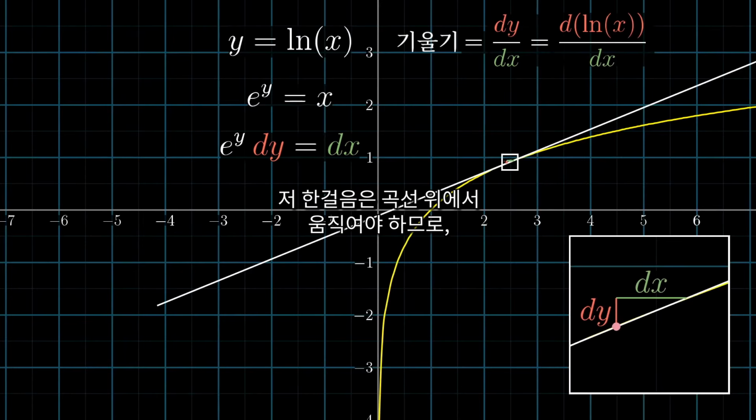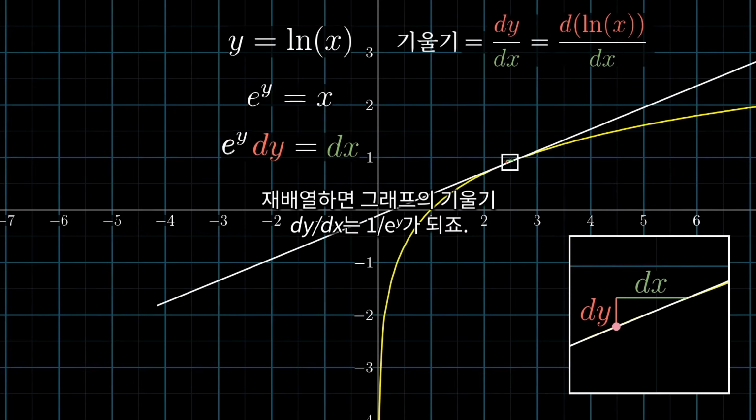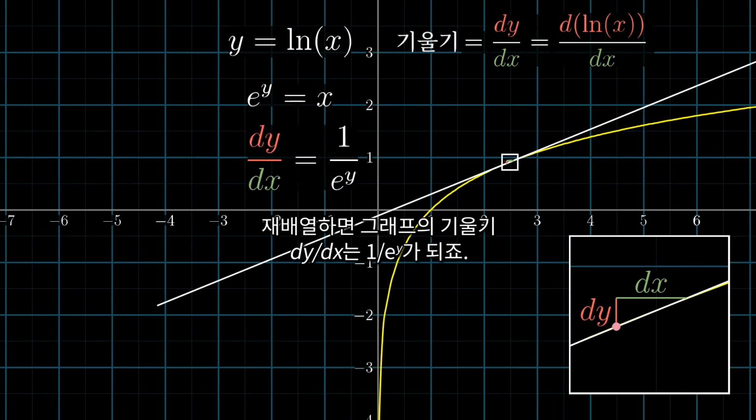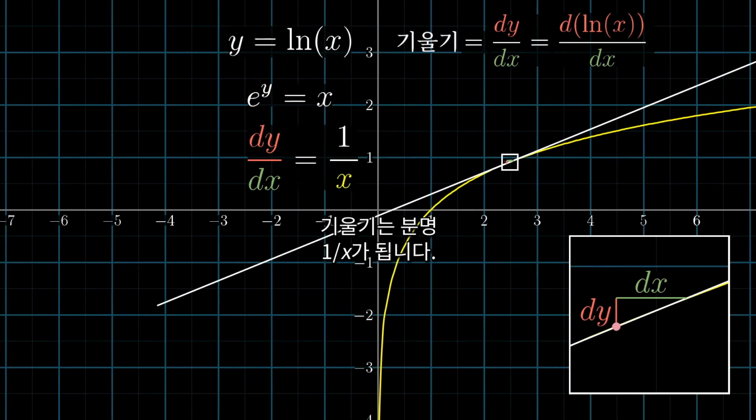To ensure that a step stays on the curve, the change to this left side of the equation, which is e to the y times dy, must equal the change to the right side, which in this case is just dx. Rearranging, that means that dy divided by dx, the slope of our graph, equals 1 divided by e to the y. And when we're on the curve, e to the y is, by definition, the same thing as x. So evidently, this slope is 1 divided by x.